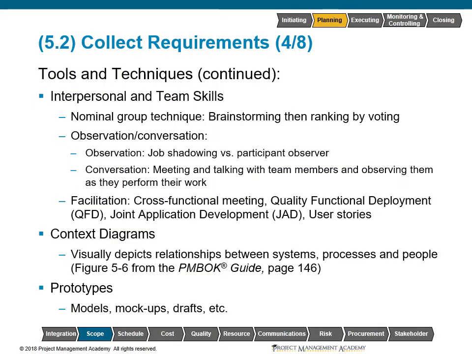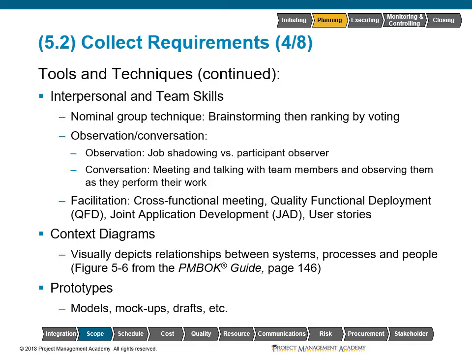With the interpersonal and team skills, the nominal group technique is a very popular one. This is where we basically start with brainstorming. From here, after we have a number of ideas, we start grouping them into similar categories. Once we have them broken down into categories, we'll rank them based upon votes of participants. Those categories or ideas that have the most votes will be further brainstormed, and we'll try to come up with more information about them.